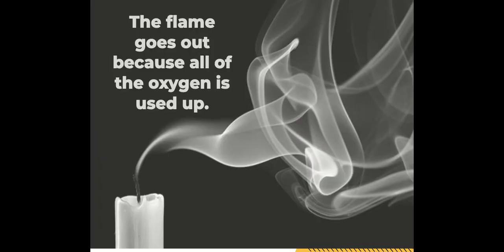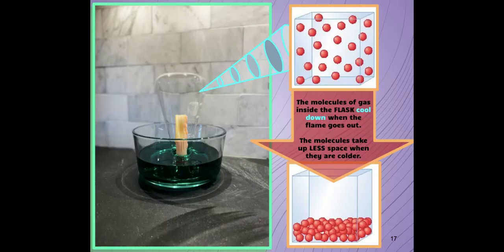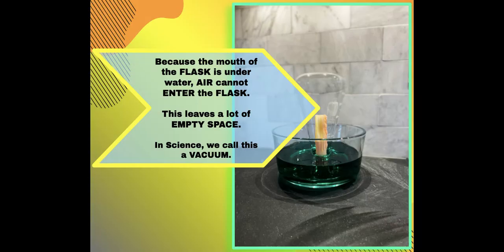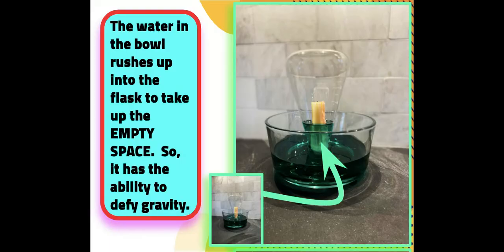Okay, so the flame will go out because all of the oxygen is used up. And when that happens, the molecules of gas inside the flask cool down when the flame goes out. And the molecules take up less space when they are colder. Because the mouth of the flask is underwater, air cannot enter the flask. This leaves a lot of empty space. In science, we call this a vacuum. So the water in the bowl rushes up into the flask to take up the empty space. So it has the ability to defy gravity.